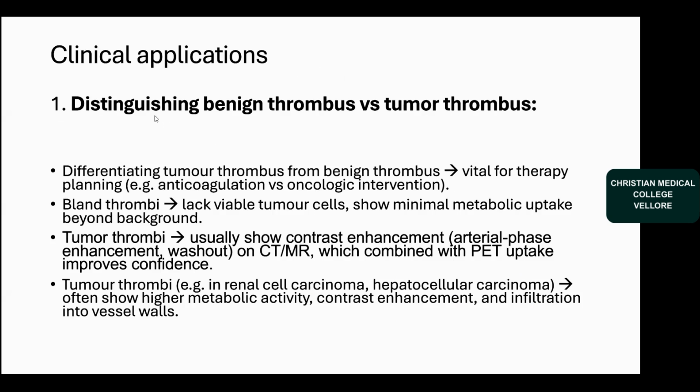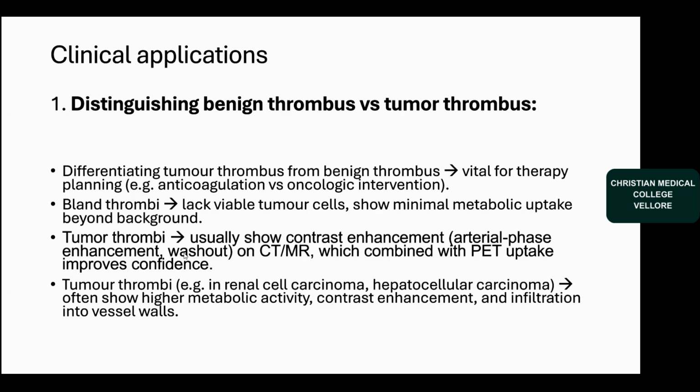So, clinical applications. First is to distinguish a benign thrombus from a tumor thrombus. If we are doing a PET-CT for an oncology case, it is very important to differentiate a benign thrombus from a malignant thrombus, because the treatment planning will be totally different. If it's a bland thrombus, it is anticoagulation therapy; if it's a tumor thrombus, it is an oncological intervention. A bland thrombus will lack viable tumor cells, so it will show minimal metabolic uptake compared to the background.